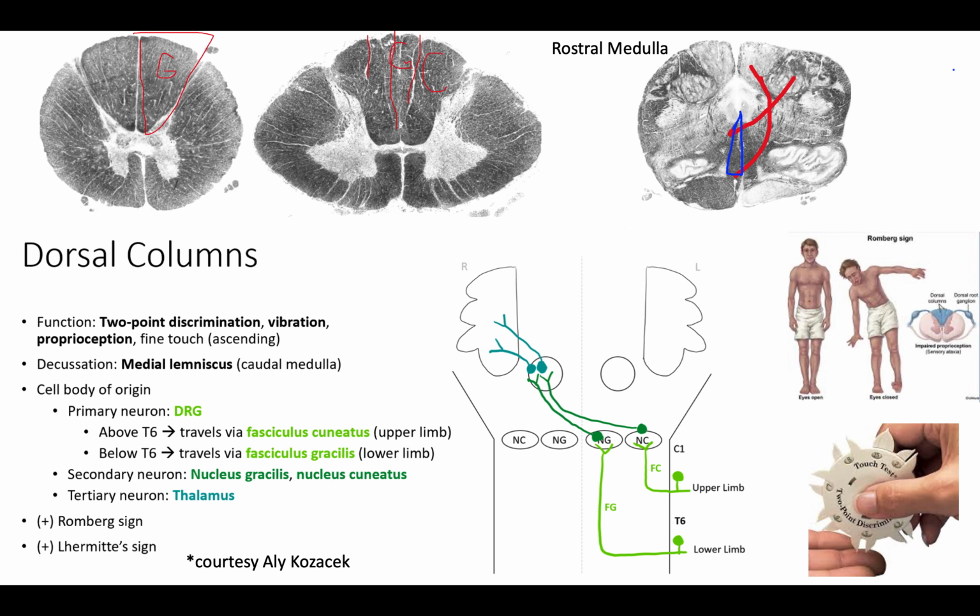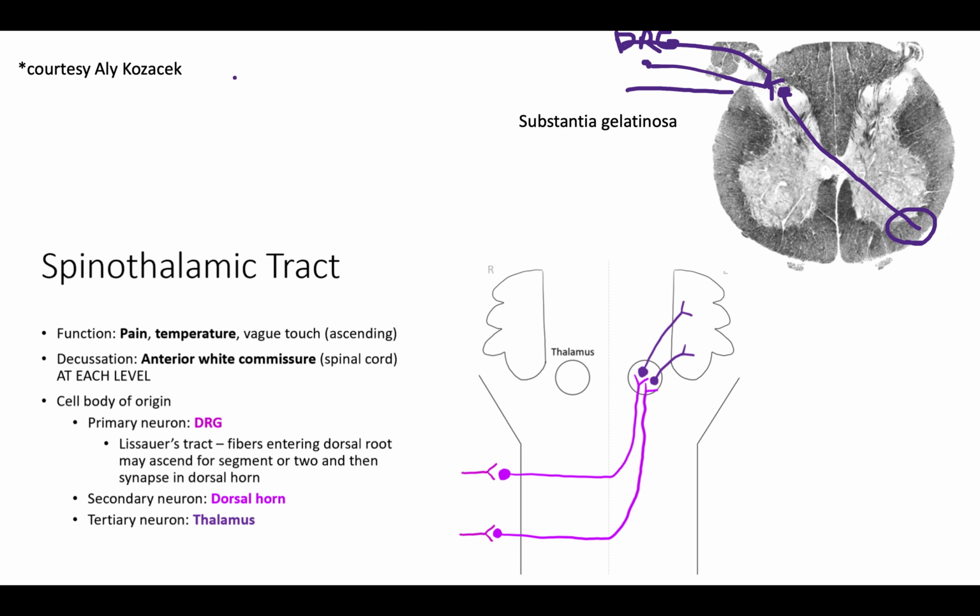Romberg sign. That's because with their eyes open, they're able to use the tectospinal tract to accommodate and help balance themselves, because they're able to see and level themselves with the horizon. However, if they close their eyes, you've lost that ability to correct, and you're entirely dependent on your dorsal columns to correct yourself and make sure that you don't fall over. So if you lose your dorsal columns, you have no way of correcting yourself. Okay, so I think that's all for dorsal columns.